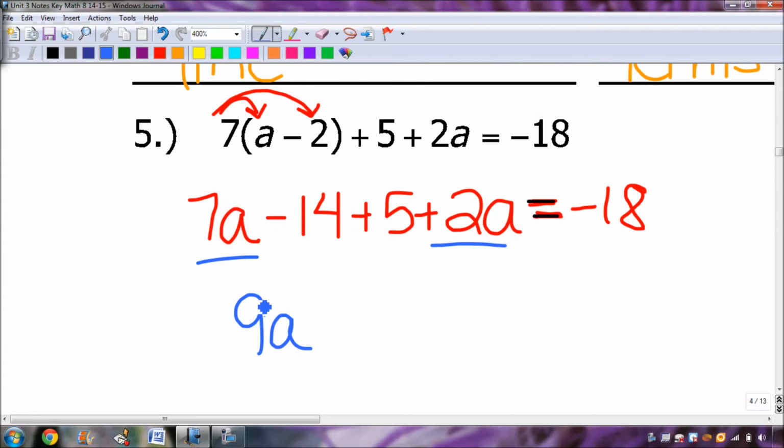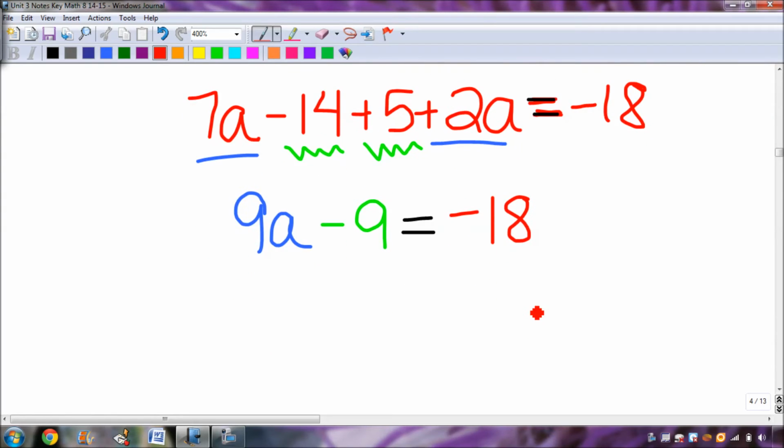And then let's see if there's anything else that can go together. Well, I know that negative 14 is like this 5. So when I combine a negative 14 with 5, I get negative 9, right? And then I just copy the rest of the equation down. Now I solve my equation like we did when we talked about two-step equations.